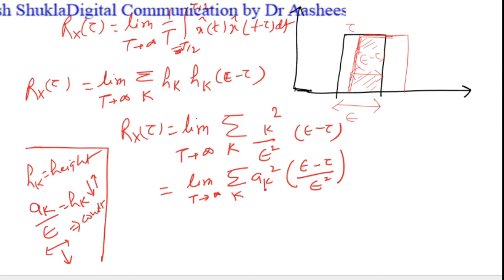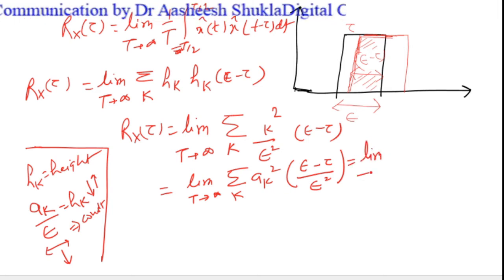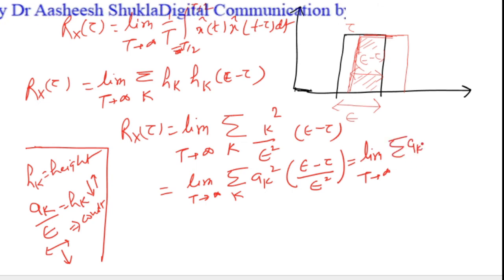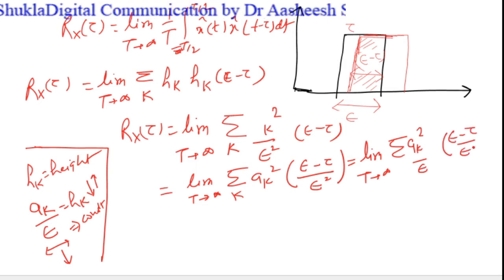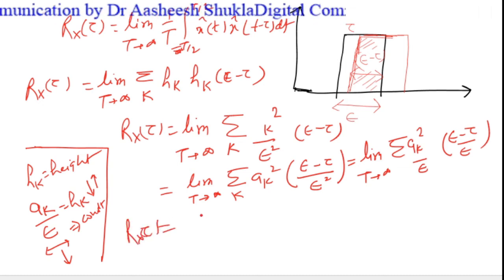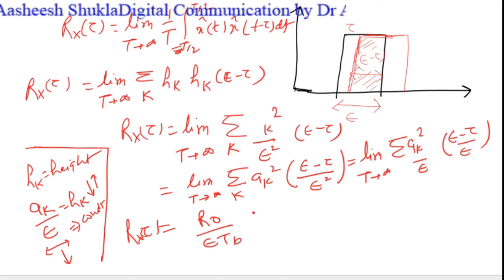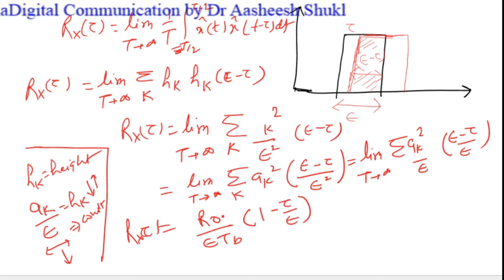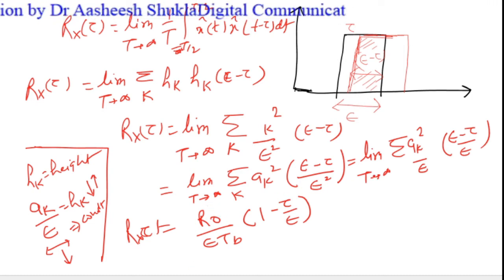Or we can simply write down here that it can be written as limit t tending towards infinity summation of ak square upon epsilon, and it can be written as epsilon minus tau upon epsilon. And this relation can be further mathematically arranged as Rx(tau) is nothing but R naught upon epsilon tb into 1 minus tau upon epsilon. So we have introduced a new term, that is R naught, right?